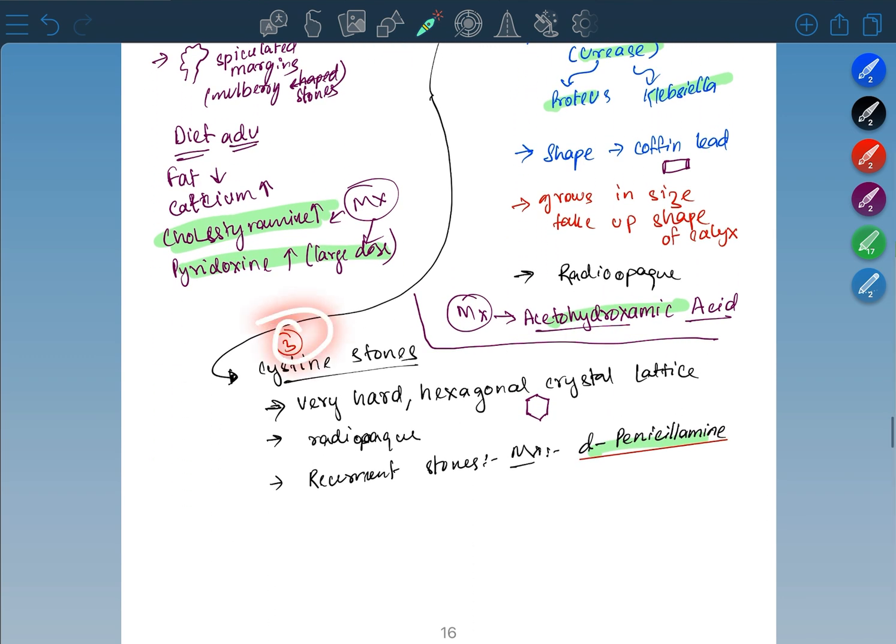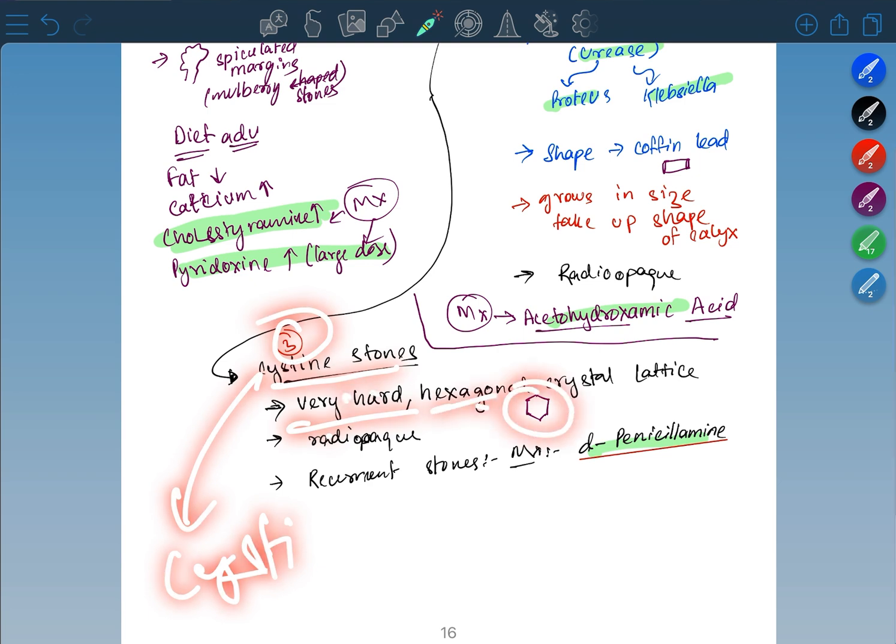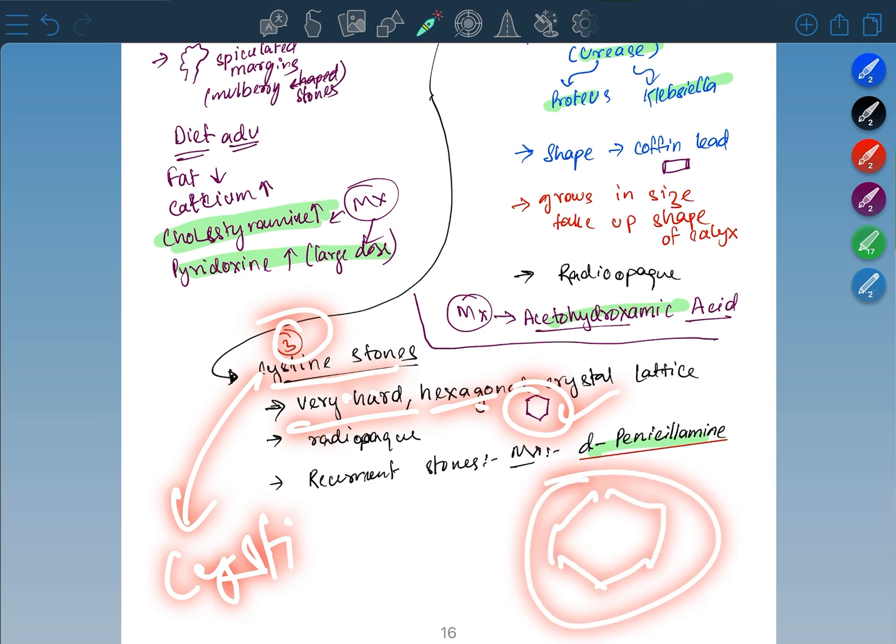Now the third type of stones are cystine stones. They are found in cystinuria. Stones made up of cystine. They are very hard. They are harder than the dumbbells also. They have a hexagonal crystal lattice. This is the shape. Hexagonal means six sided. They are radiopaque.